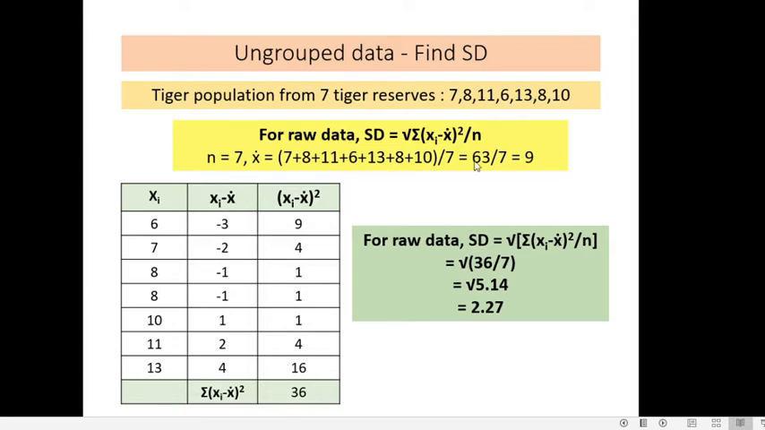So what is x dash? We have already got x dash as 9. Mean is 9, average is 9. So that is x dash. So what is xi minus x dash?